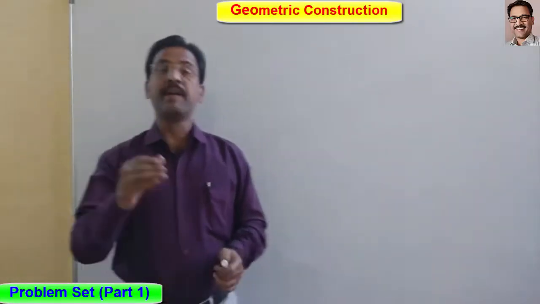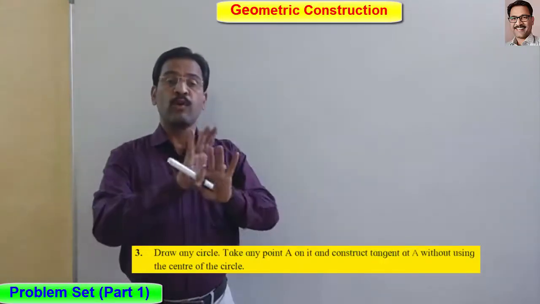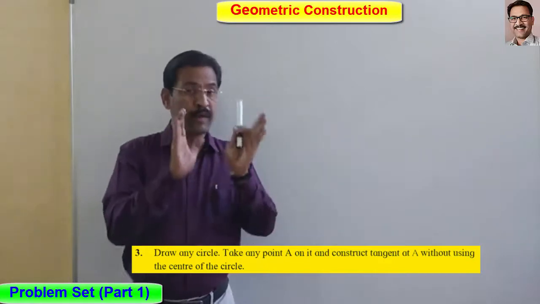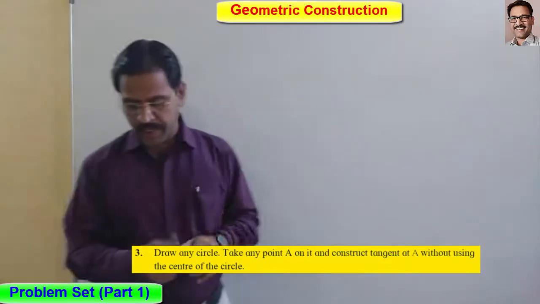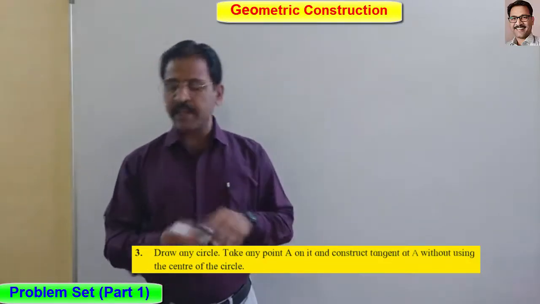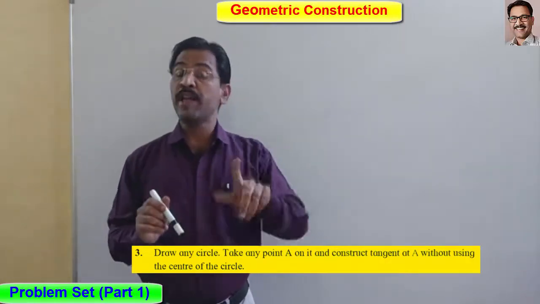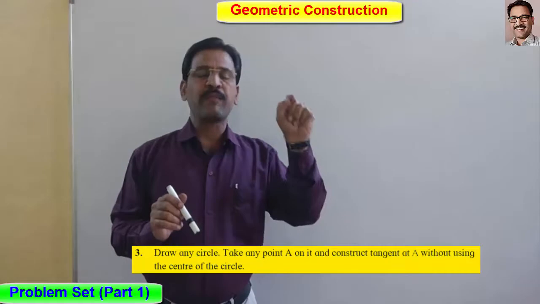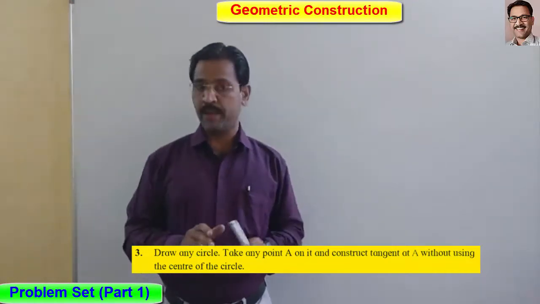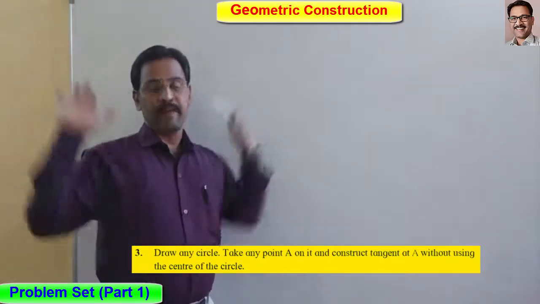Look here, I'll read it again. Draw any circle. That means we don't know the radius of that circle. You can draw any, but it should be a proper circle. Proper radius we have to take here. Now take any point A on it, and construct a tangent at A without using the center of the circle. Friends, in the first exercise, 4.1, we already discussed this, but I'll draw it again in this problem set as well. I'm going to draw one circle of any radius.